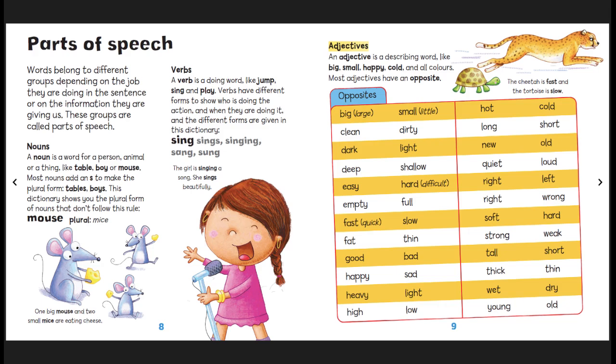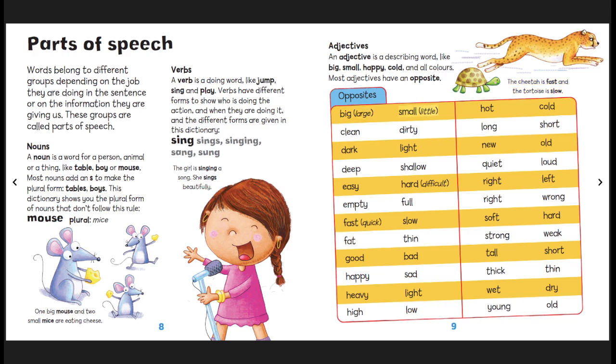Adjectives. An adjective is a describing word like big, small, happy, cold, and all colors. Most adjectives have an opposite. The cheetah is fast and the tortoise is slow.